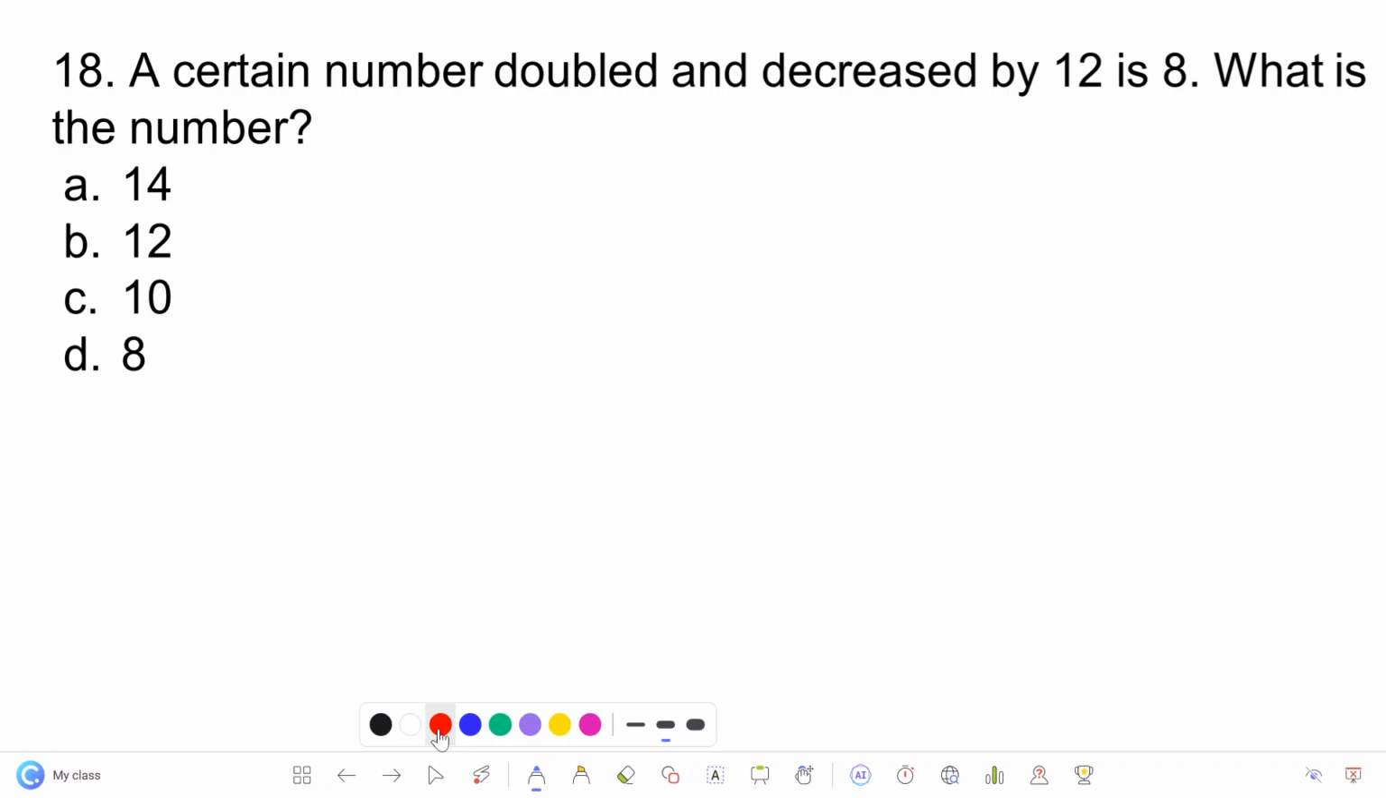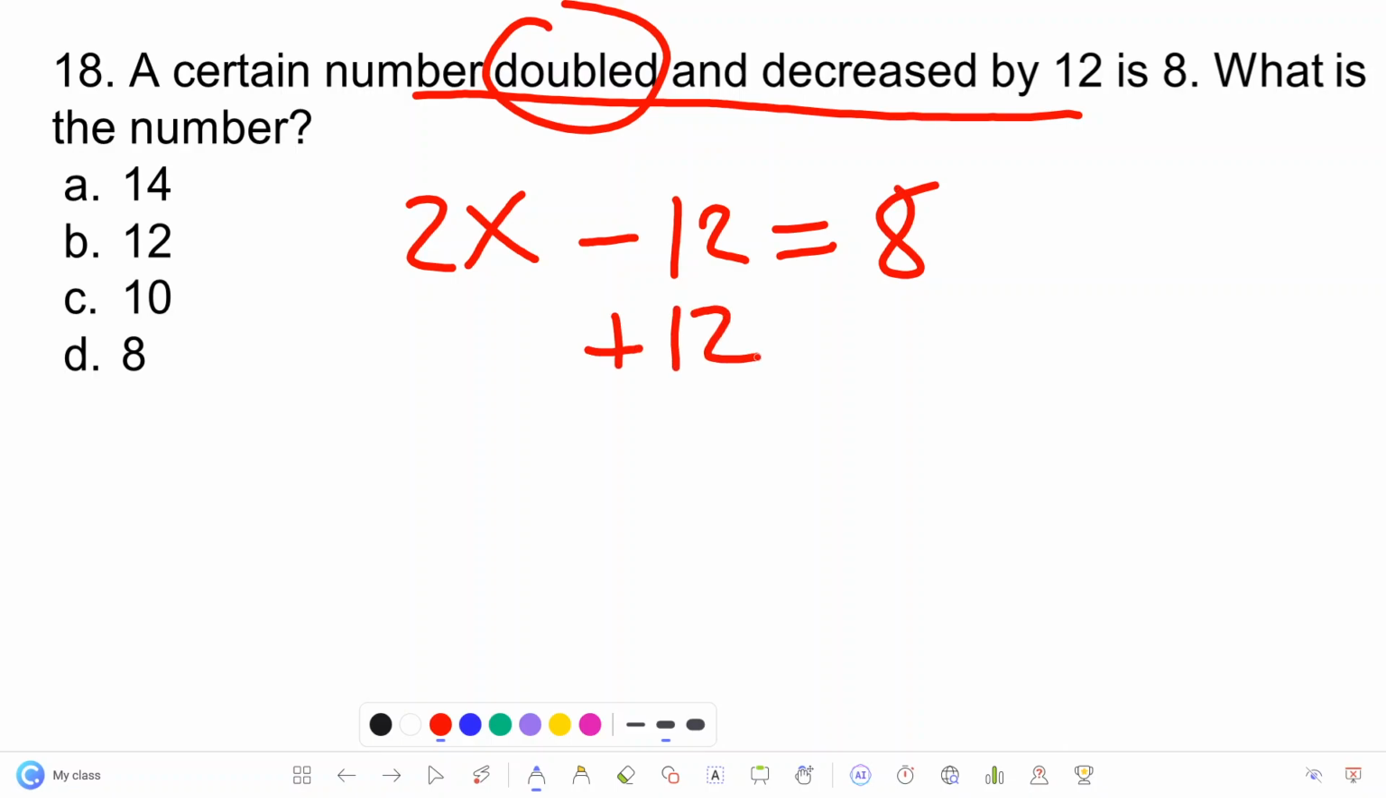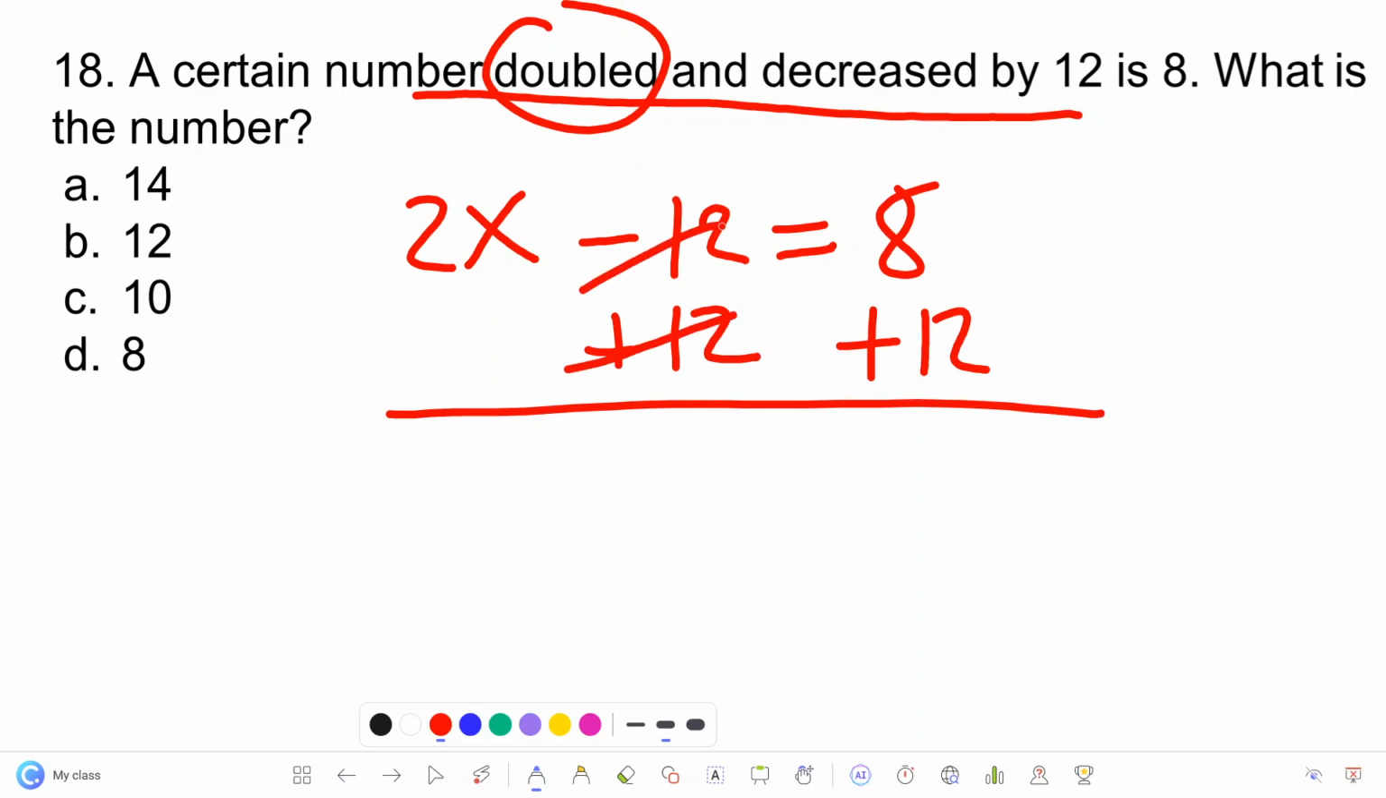So let's proceed. A certain number doubled and decreased by 12. So let's let x be the number. Paano natin ito magiging doubled? So let's have 2, so 2x, double the number. So minus 12 daw is 8. So is equal to 8. What is the number? So napakadali po nito. Magpa-plus 12 ka lang dito. Magpa-plus 12 ka lang dito. So you will eliminate this. We'll have 2x is equal to 20.